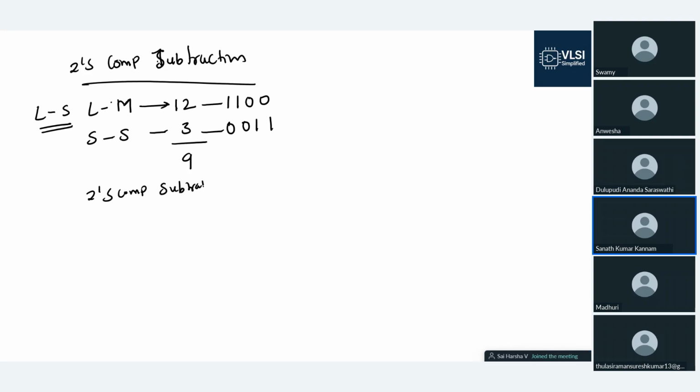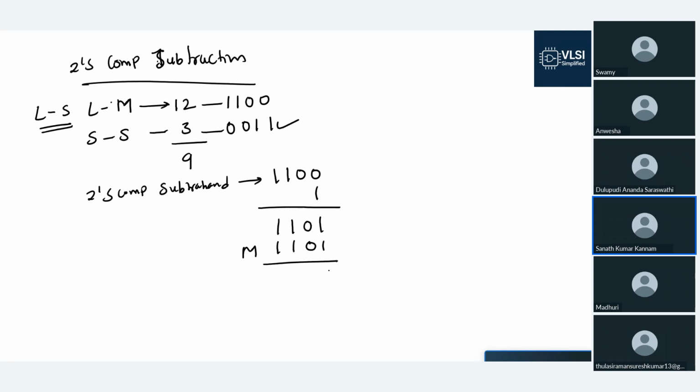First you apply the 2's complement for the subtrahend. First apply 1's complement. What you are getting? This is my subtrahend, 1100. Adding 1 to this, you'll get the 2's complement, 1101. Add it to the minuend. What is my minuend?